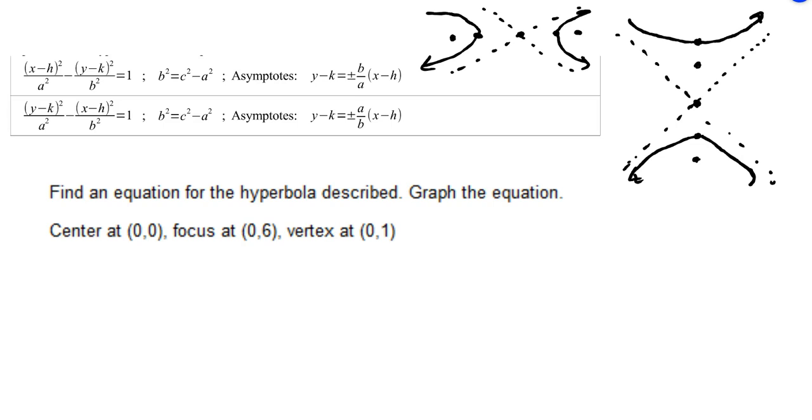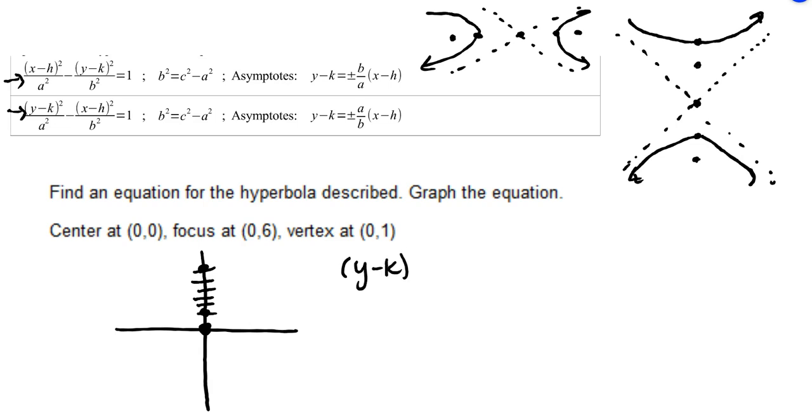So for this example, I want to first determine the orientation so that I can know which of these templates to use to start building the equation of the hyperbola. So we have a center of 0, 0 for the hyperbola, a focus at 0, 6, and a vertex at 0, 1. Because all of these important features of the hyperbola are lining up vertically, that means I have a vertical transverse axis, and I'm going to use the vertical orientation of the equation.